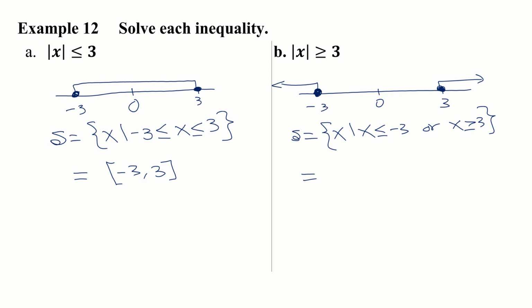So in interval notation, -infinity comma -3 bracket, because we want to include the -3, union bracket, because we want to include the 3, 3 comma infinity bracket. And that's it. So make sure you have that down.